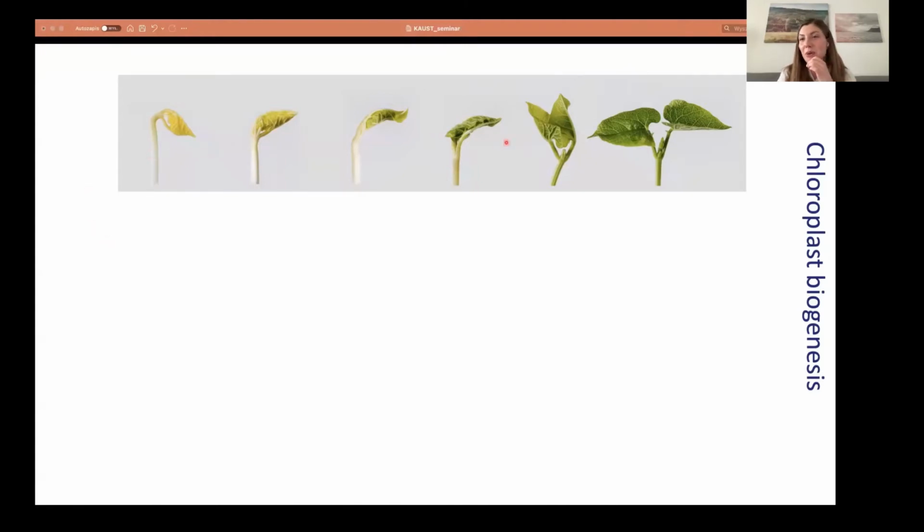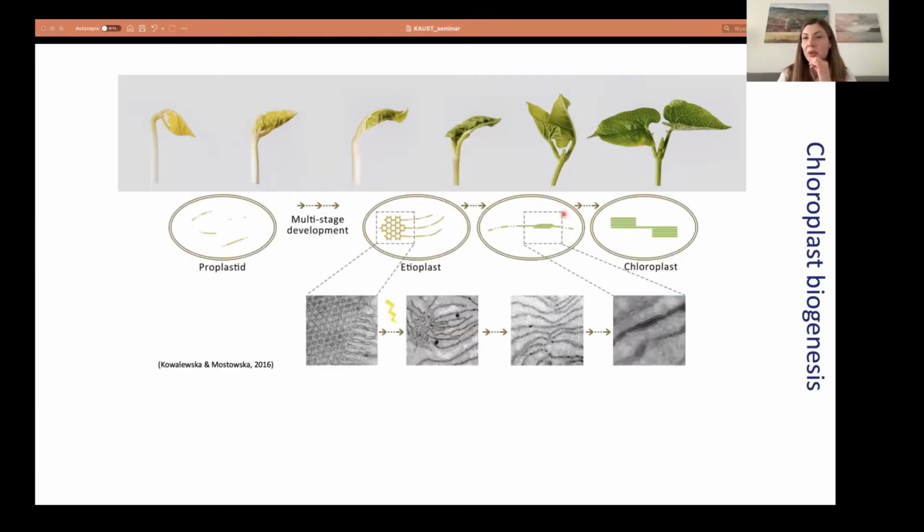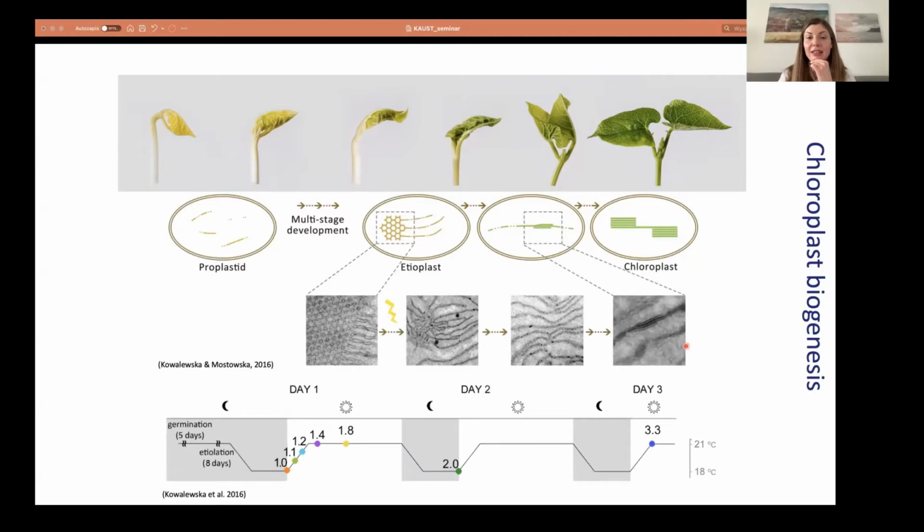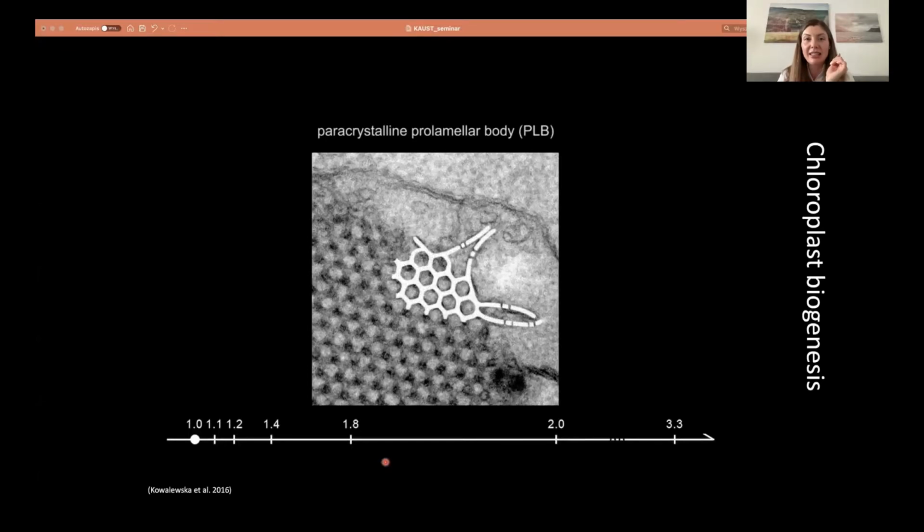So we tested this process in first true leaves, which is always better than testing in cotyledons. And we checked how the PLB transforms into first grana stacks. We tracked this during 3 days of day-night growth to mimic the natural conditions. At first, we tested all hours, so hour by hour during 3 days of the day-night growth, but then we selected key points to perform the 3D analysis.